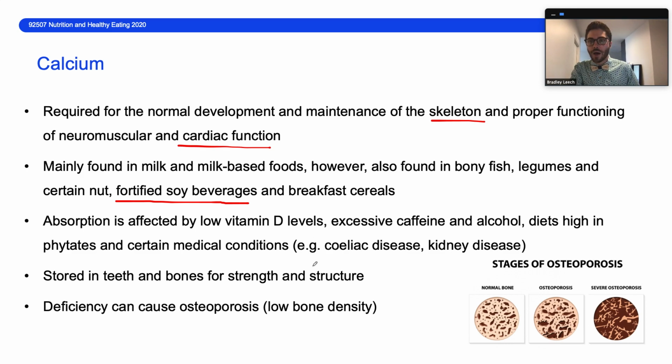Particular, as we alluded to in the beginning, diseases within the gut, so celiac disease, because the villi within the small intestines is compromised, and thereby absorption is reduced. Now, where is calcium stored? Yes, you've got it, in your teeth and in your bones. Now, deficiency of calcium can result in osteoporosis.